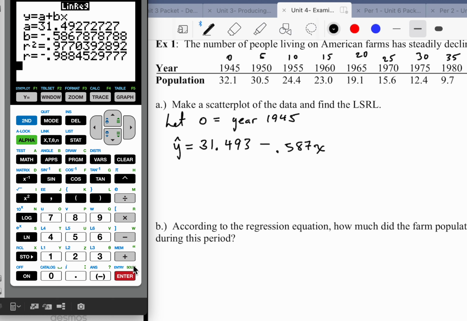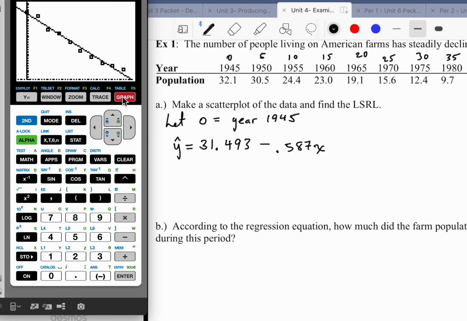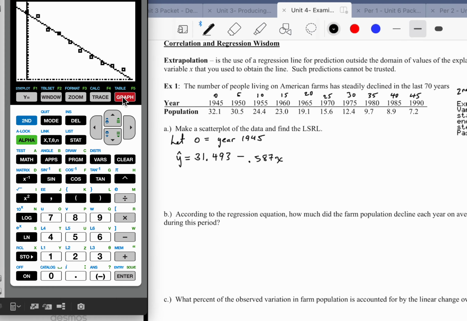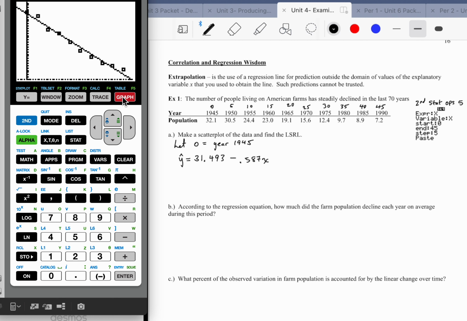All right, so that's my linear regression model. The R value here says that this is a great fit. But context and the picture, the scatter plot, tells us something else. We look at the picture and it's going through most of the points, but based on the situation, the number of people living on American farms has steadily declined. Now, did it steadily decline in a linear fashion, or did it steadily decline in an exponential fashion?